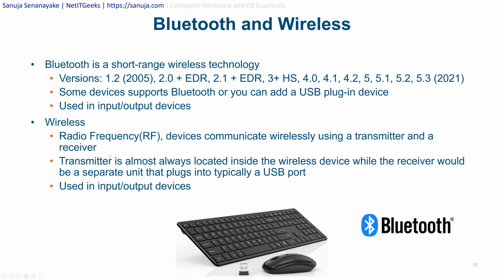Those devices use that RF technology to communicate wirelessly using a transmitter and a receiver. So the receiver looks like this, and the transmitter will be built into the keyboard. The transmitter is almost always located inside the wireless device, such as the keyboard or the mouse, while the receiver would be a separate unit that plugs typically into your USB port. And these are again input-output devices.